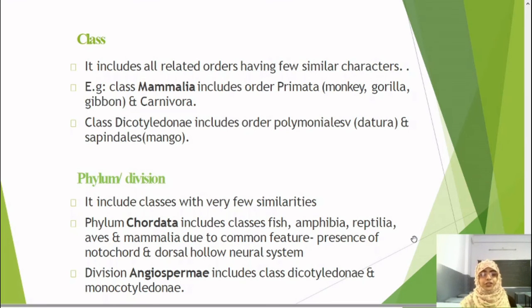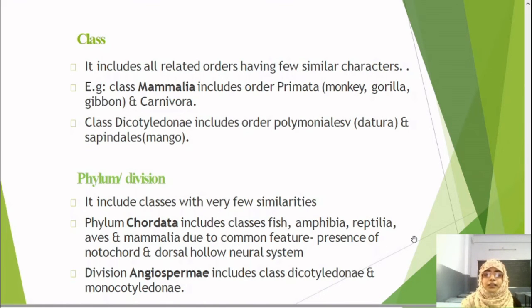Next, you have phylum or division, which includes very few similarities, in the sense that you have very little similarity among the plants or animals in them. For example, phylum Chordata includes fishes, amphibia, reptilia, aves and mammals, due to the common feature of presence of notochord and a dorsal hollow neural system. Because of this notochord and hollow neural system, all these fishes, amphibians, reptiles, birds and mammals are kept under a category called Chordata.